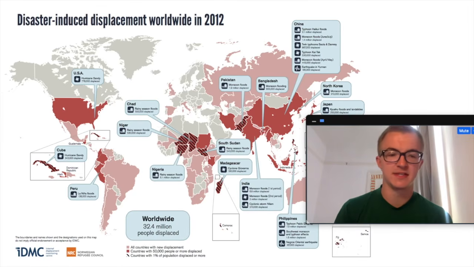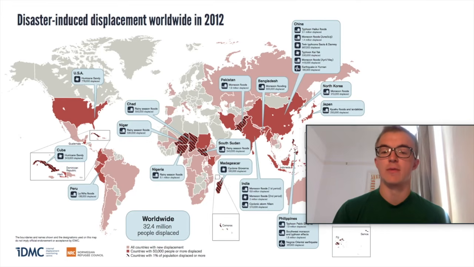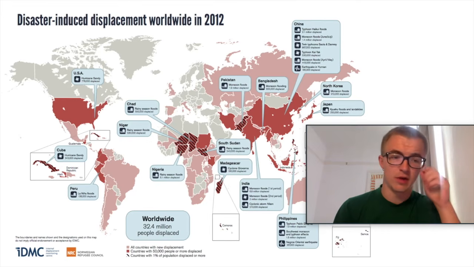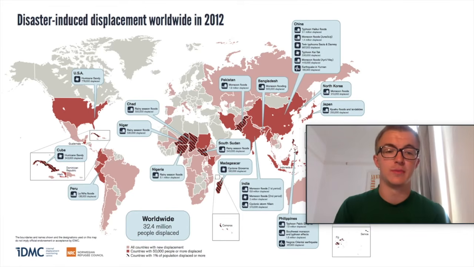You can see that massive statistic down the bottom here. That's almost 33 million people were displaced in 2012. That is a significant number of people, but still that's 10% of the predictions for the middle of the century. You can pause the video and check out some of the independent events that you might have read about in the news or seen online.